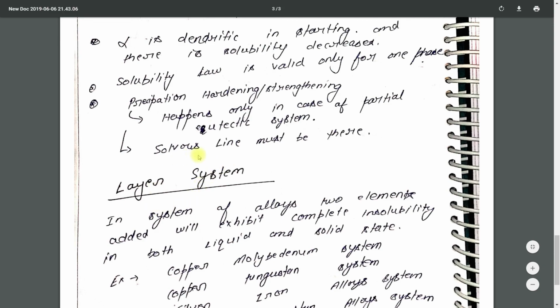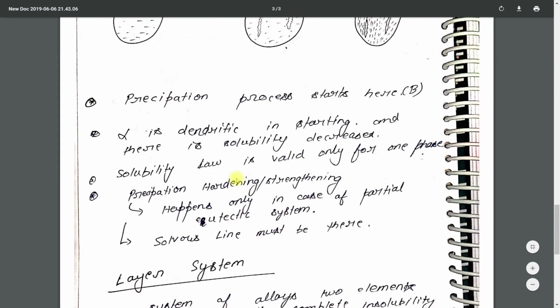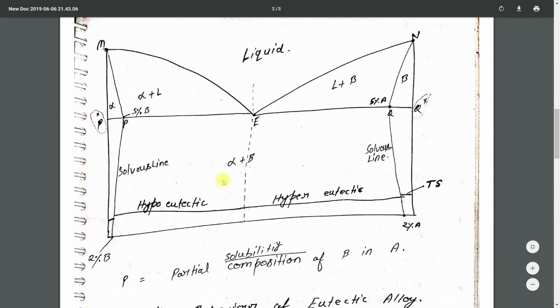और हाँ, सोल्वस लाइन मस्ट बी देयर. सोल्वस लाइन दिखाता हूँ आपको. सोल्वस लाइन देखो, ये वाला. ठीक है, 5% से जैसे जैसे टेम्परेचर डाउन होता जाएगा ये 2% के नियर आ जाएगा B की कंसंट्रेशन. ठीक है.